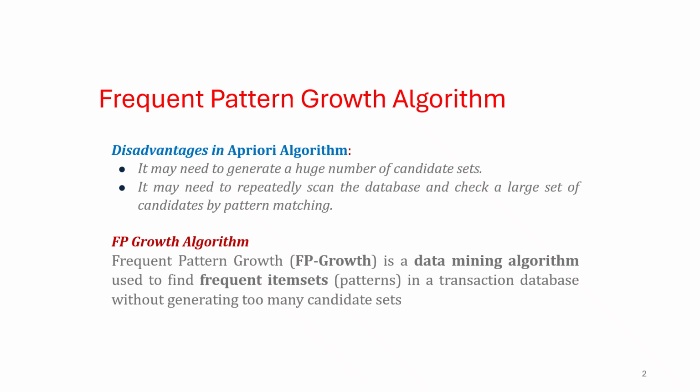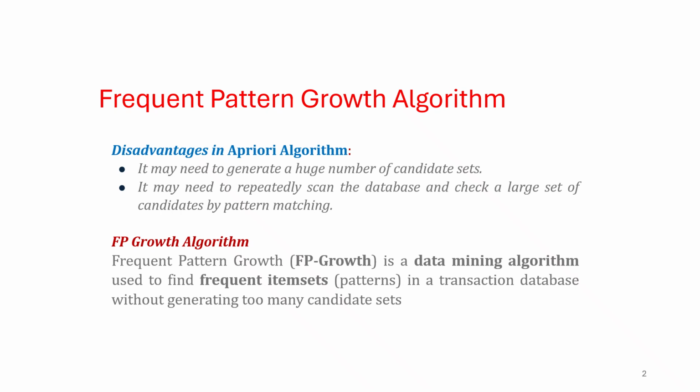Morning. Today we discuss the frequent pattern growth algorithm in data mining. The disadvantage of the Apriori algorithm is that it generates a huge number of candidate sets and we need to repeatedly scan the database to find the patterns. So to avoid this, we go for the FP growth algorithm.